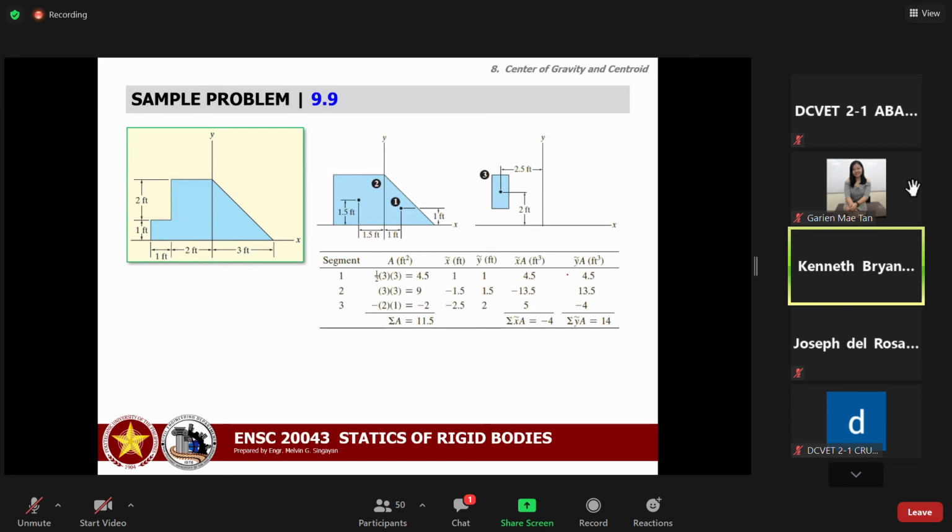You have the area. You can get the product x curl A and y curl A. So these are the values. Get the summation of x curl A and summation of y curl A. So that's negative 4 and 14 respectively. Then from there, you can solve for bar x and bar y by applying the formula, or dividing this by this and this by this. So bar x is equal to negative 0.348 feet and bar y is equal to 1. So any question?